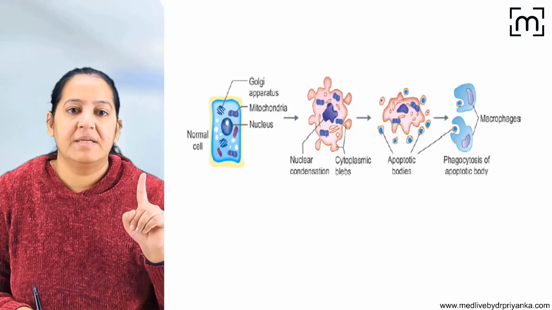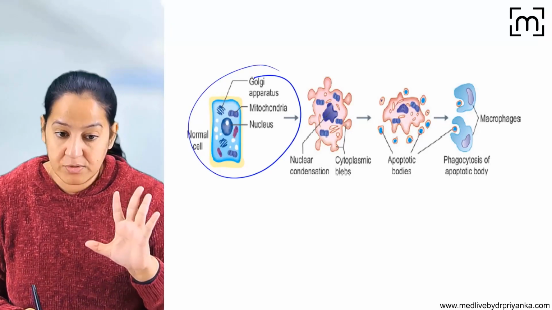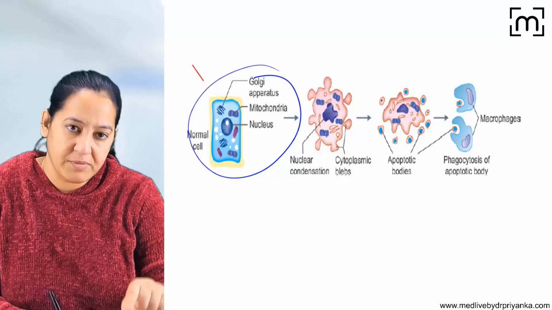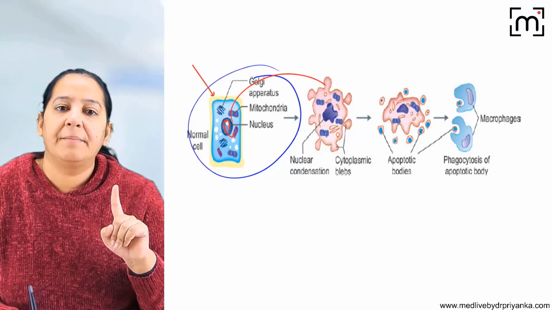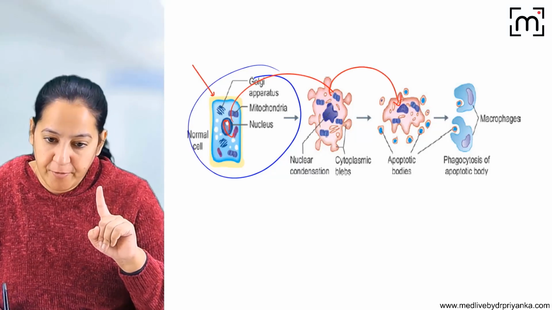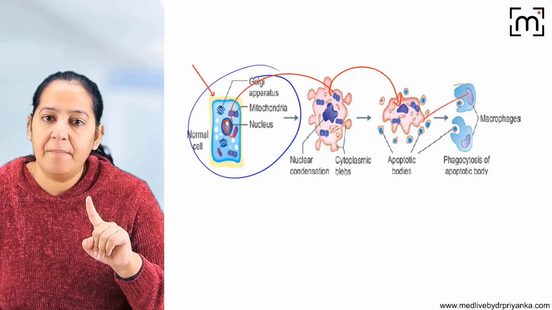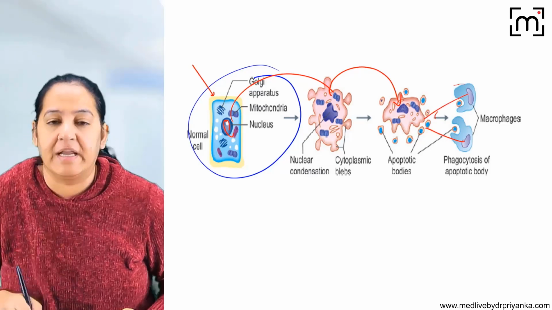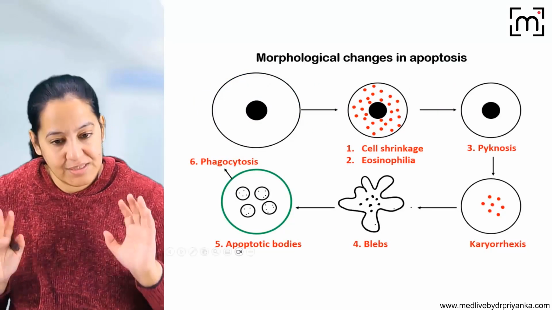We are done. So you can see this is a cell. It wants to undergo suicide. So it got a signal either from outside or from inside. Ultimately, it got converted into multiple apoptotic bodies. In the end, a phagocyte comes and engulfs all of them silently. No leakage, no inflammation. So this is apoptosis.